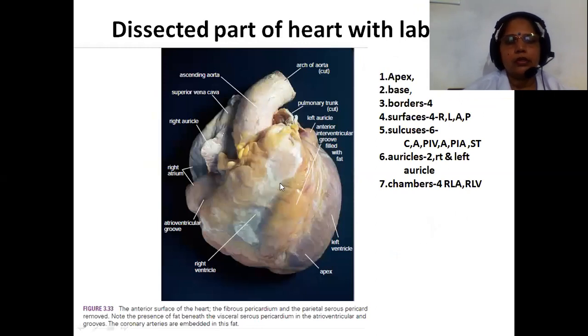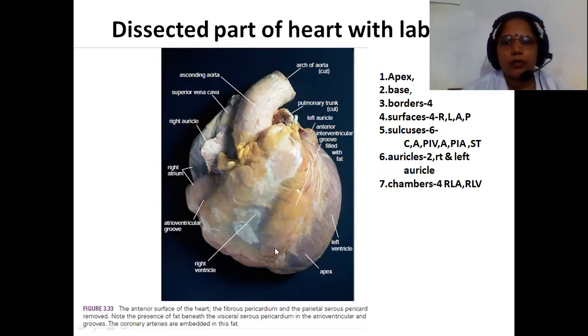So this is the dissected heart. The apex part, ये जो region है, it is called the apex. This apex is formed by the left ventricle. Base is present on the posterior aspect of the heart. 4 borders: right border, left border, superior border, and the inferior border.